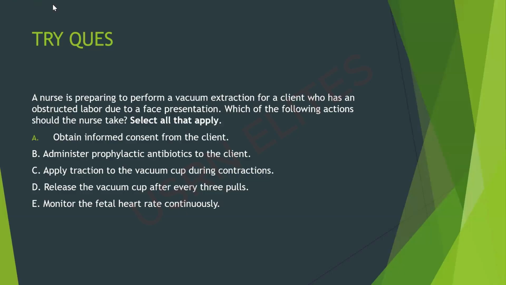Please explain point C for me. Point C. Please read it. Apply traction to the vacuum cap during contractions. So, apply traction to the vacuum cap during contraction. I should explain the meaning. I thought you said that the vacuum cap is used when there is contraction.